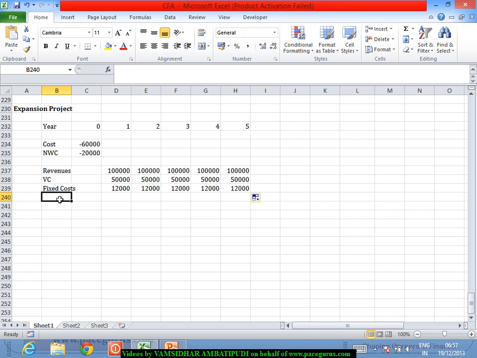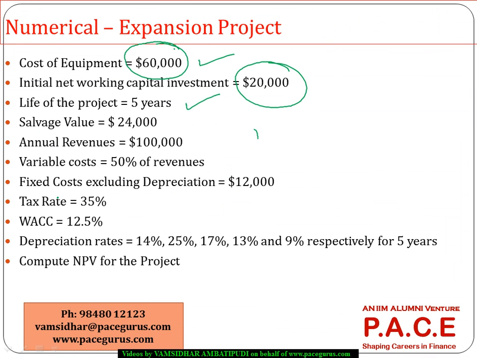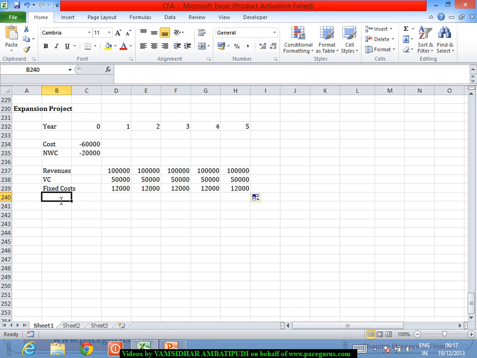Now this is where I would also look at the depreciation for each of the periods, and it is said the depreciation rates are 14, 25, 17, 13 and 9. Whatever the numbers, I will take the depreciations. In the first year it is 14%, right? 14% of the cost.